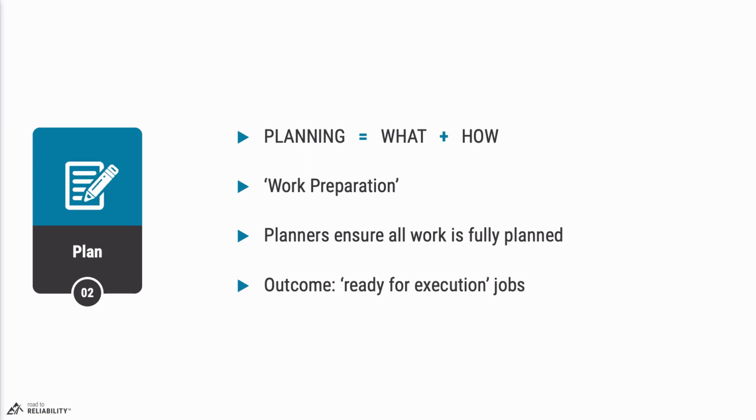And the outcome of the planning phase is a fully planned, fully staged and kitted job, a job that is ready for execution. And once the job is at this stage, the planner should mark the job as ready for execution in your CMS, and then that is the handover point to the scheduler, who then knows that this job is ready to go and can be scheduled.